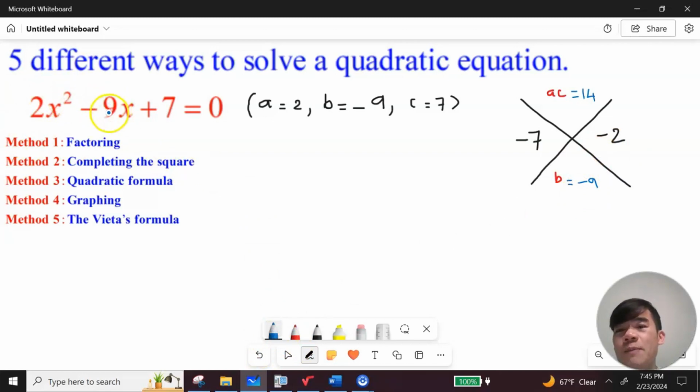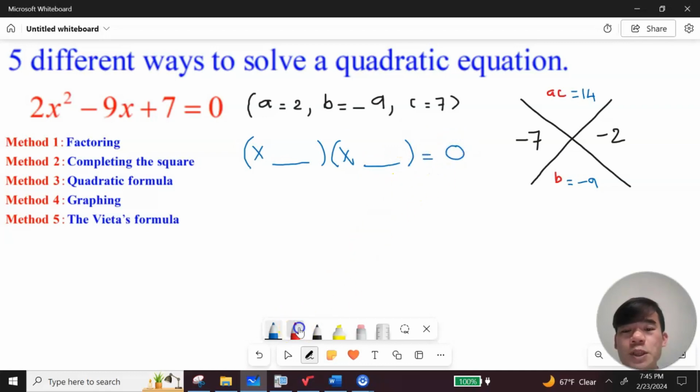So 2s squared minus 9s plus 7 equals 0. Okay, so we just write it like this: (s - blank)(s - blank) equals 0. What you need to do is fill in the blanks right here. The blanks come from here, -7 and -2. So you put -7 right here and -2 right here.